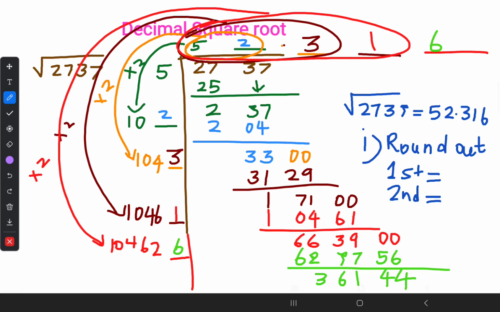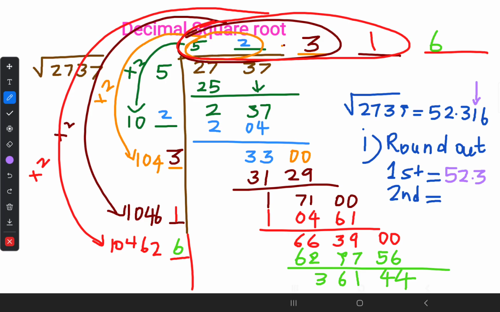Round off to the first decimal means you should think about the second decimal number. If that is 5 or greater than 5, you should add number 1 to that. If not, you can keep it as 52.3. This is the first rounded number.